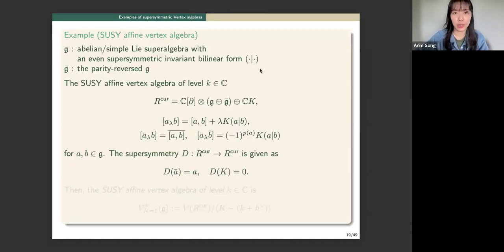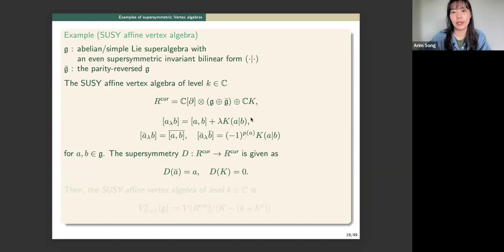So with this universal enveloping algebra, we'll introduce examples. The first one is the supersymmetric affine vertex algebra. We'll first consider an abelian or a simple Lie superalgebra G with an even supersymmetric bilinear form, and we'll denote the parity reversed version of it as G bar. Then we'll define a supersymmetric Lie conformal algebra as follows. It's a space given by the direct sum of G and G bar, and we have a free action of the partial. And we have a further central element K, where the partial acts on K trivially. And the lambda bracket between these elements is given like this.